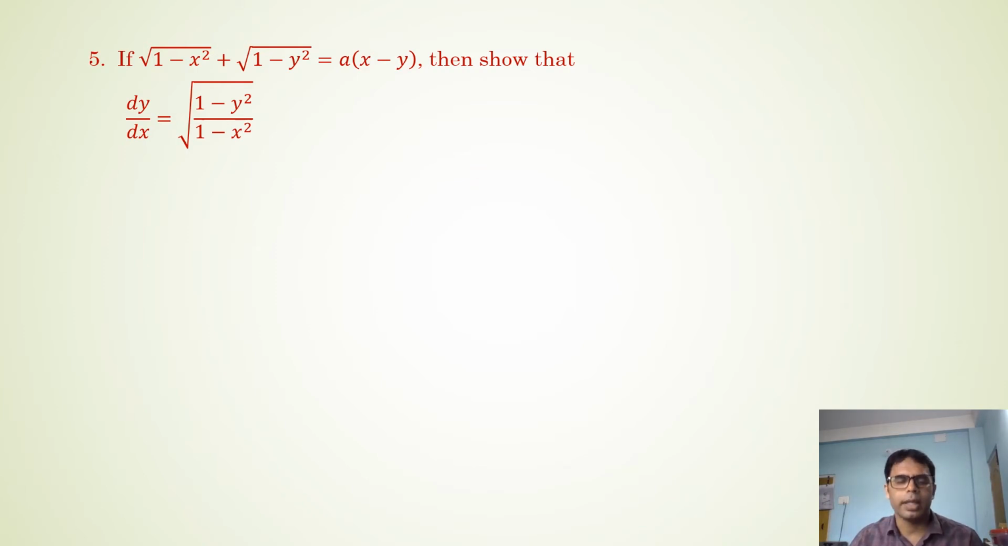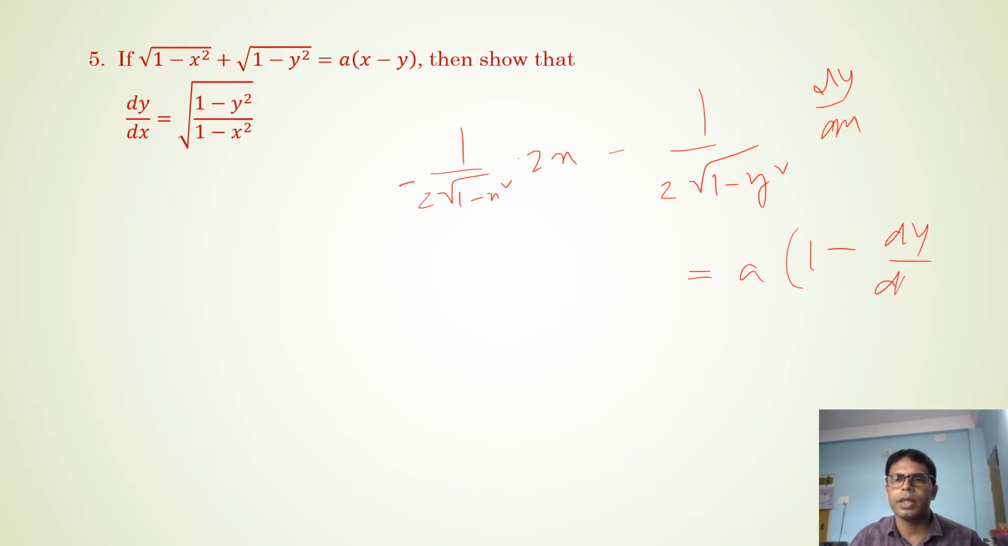If you take direct differentiation, what will happen? 1/2 root over 1 - x² will come, and twice x will come, minus will be there, then because of this a negative will come, 1/2 times of root over 1 minus y². This term will contain dy/dx, and on the right hand side also a is there, 1 minus y, for y you are to write dy/dx. To get dy/dx from this, the calculations that will come, that is very tough actually.